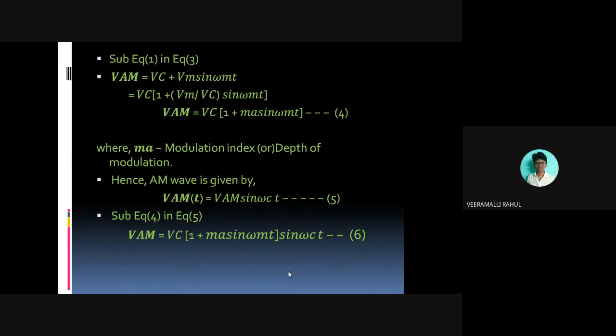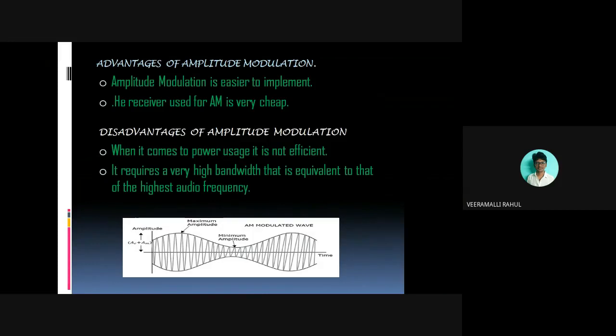Now we get Vam = Vc(1 + Ma sin(ωm t)), where Ma is the modulation index. Hence, the AM wave is given by Vam(t) = Vam sin(ωc t), that is Vam = Vc(1 + Ma sin(ωm t)) sin(ωc t). Now the session will be taken over by Nagalokesh.